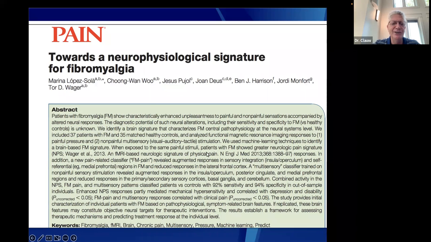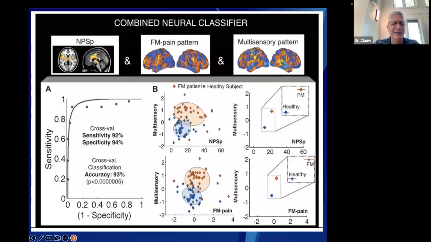The problem is that these tools are not yet available clinically, so you can't order any of these clinically, and thus these individuals with these pain conditions are still stigmatized because a lot of people don't believe their pain is real.